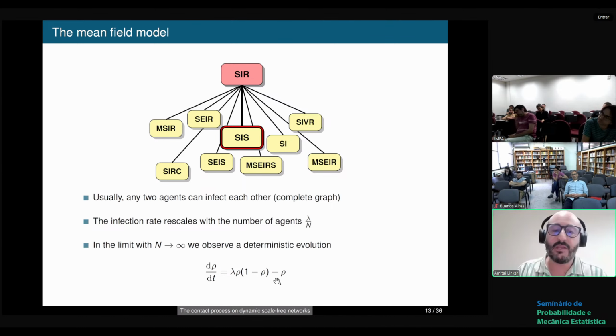And the infection rate rescales with the number of agents. Because if you don't rescale the infection rate, since you're running on the complete graph, and everyone can infect anyone, then this is just going to explode. So you have to rescale it to see something interesting. And in the limit, when the size of the complete graph tends to infinity, what you are left with is just this deterministic ODE, in which you can see the interaction between infected and non-infected vertices at rate lambda, and this is the recovery rate.